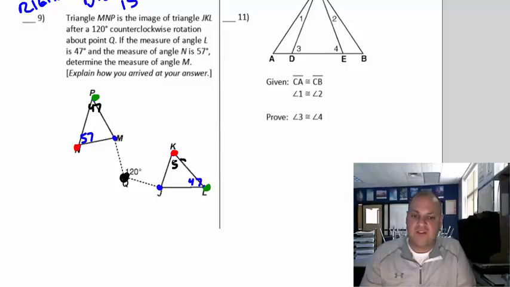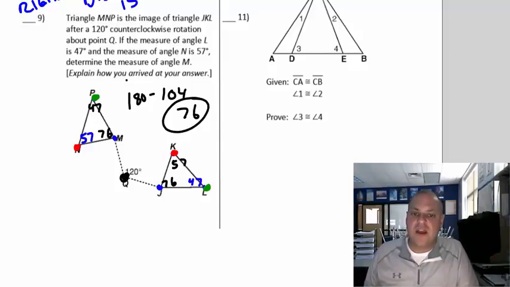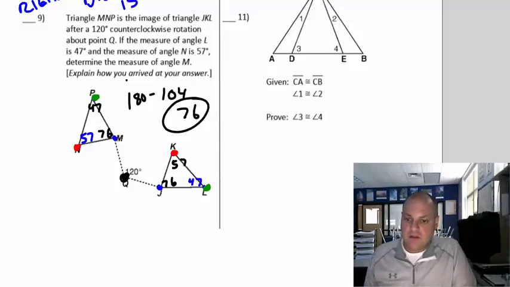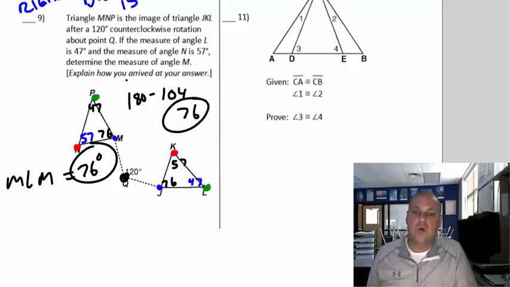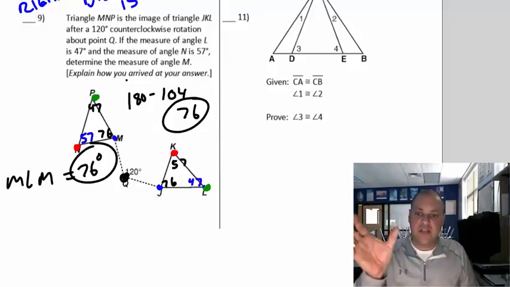So this is 57. And then three angles of a triangle add up to 180. So 57 and 47 is 104. And then 180 minus 104 is 76. So I know this angle is 76. And let's answer my question. Find the measure of angle M. Measure of angle M is 76. And we just showed why. Okay? Rotation does not change the angles. The angle measures stay the same.